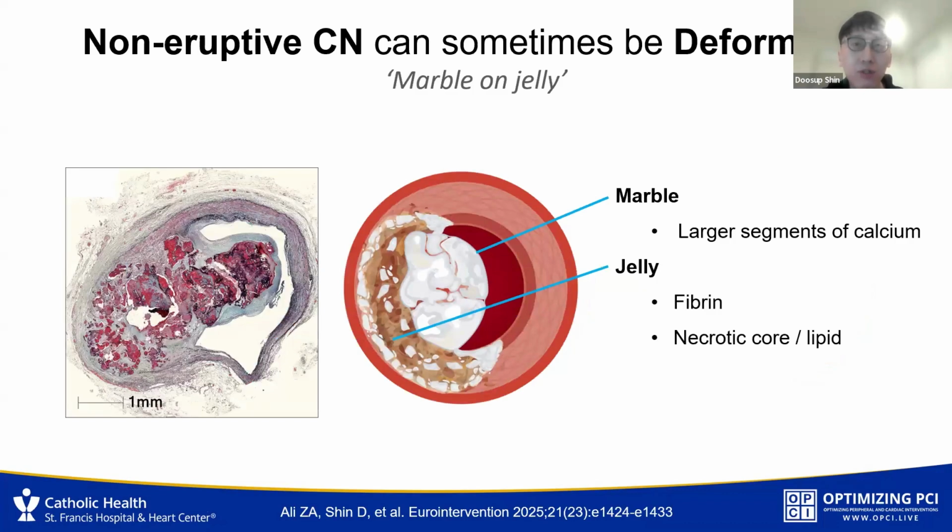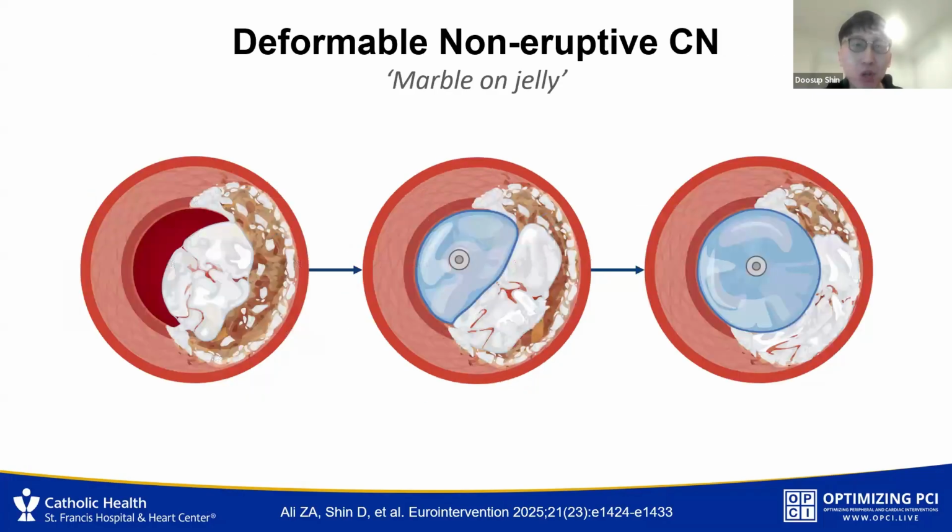Some non-eruptive nodules are deformable based on the Doosup CAD study. We call this a marble on jelly. If you think about the pathogenesis, until the nodule is fully matured, it may still contain softer material inside, with fibrin, necrotic core, and lipid. You can imagine that you can push this fragmented calcium away from the lumen into the softer portion, resulting in adequate balloon expansion.